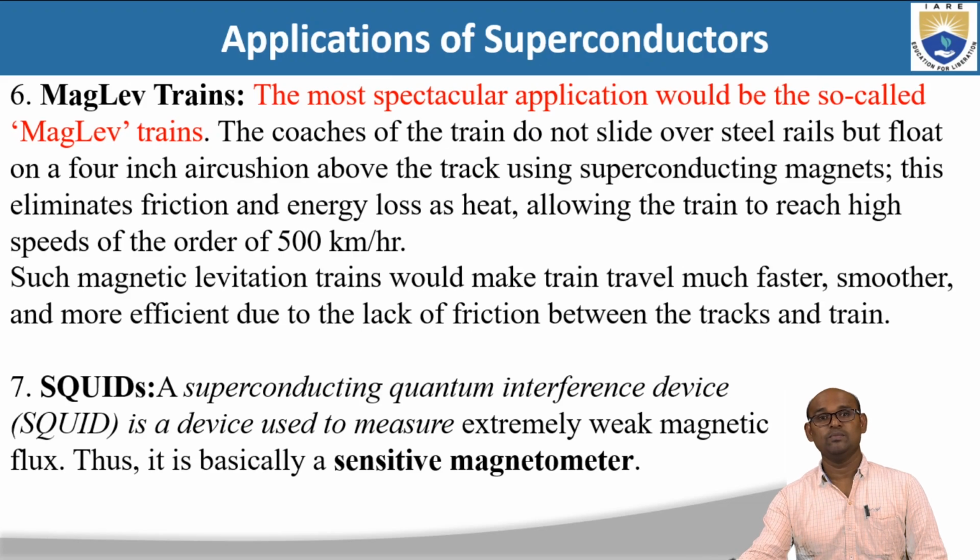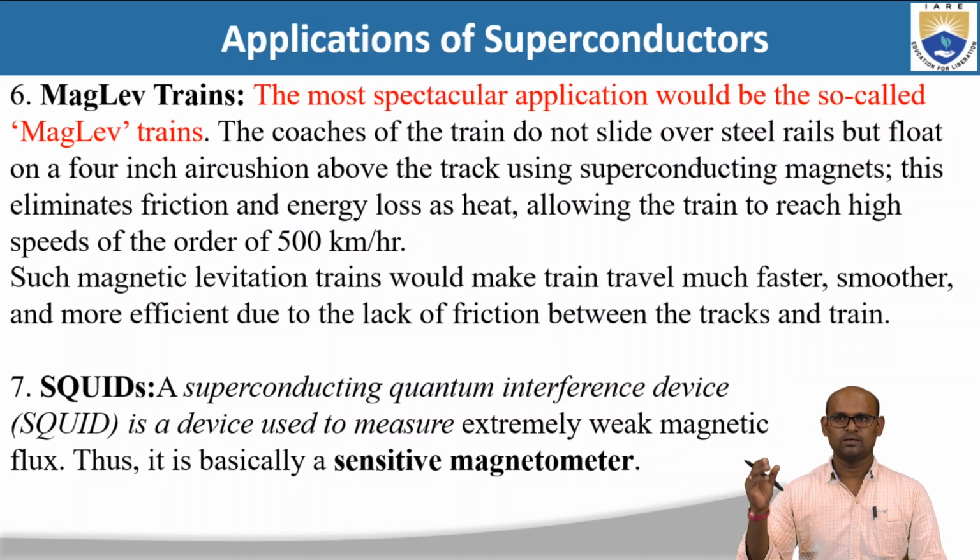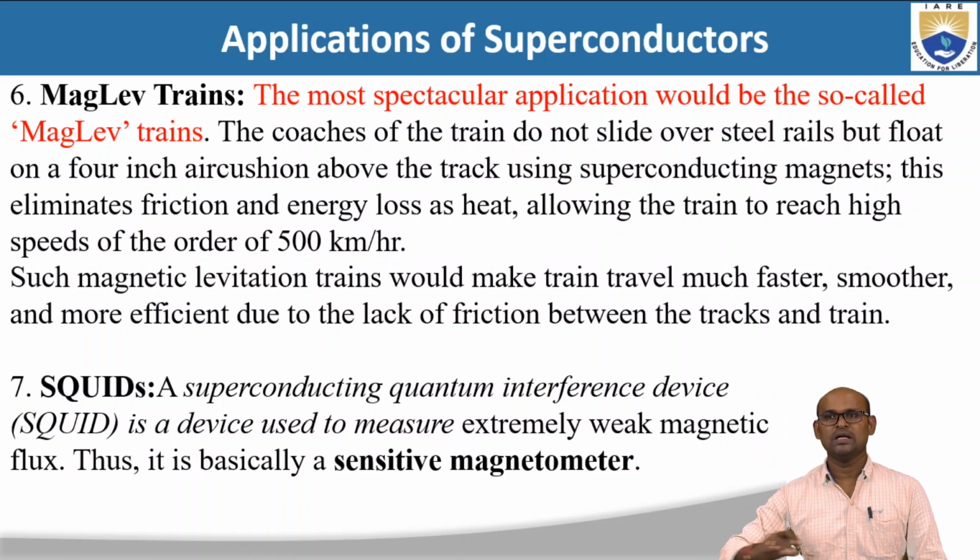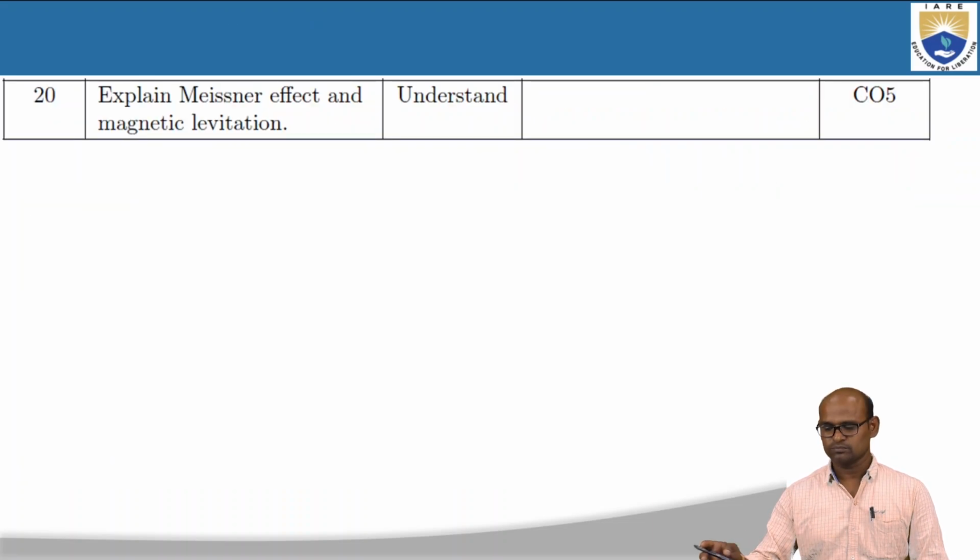A very important application of superconductors is magnetic levitation trains, because of the Meissner effect. Because of the Meissner effect, whatever field you apply, the superconductor will repel. Hence, if you have a superconducting track and magnetic trains, the train will float in the air, and they are called magnetic or maglev trains. And the last one is SQUID, the superconducting quantum interference device, which can measure extremely small magnetic flux, acting as a sensitive magnetometer.